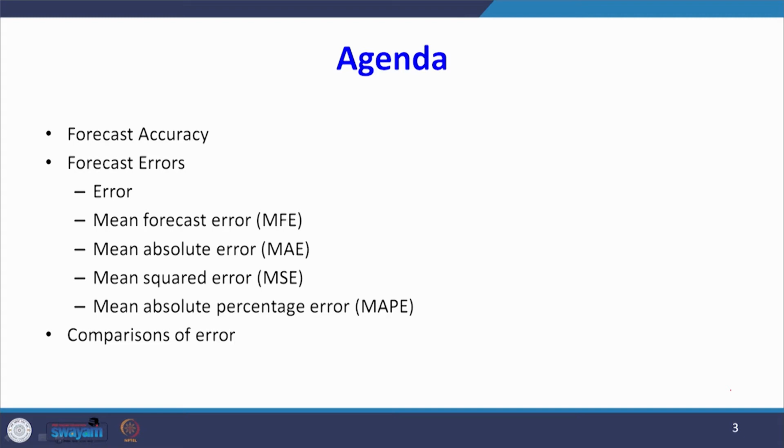So, the agenda for this lecture is, first I will explain what forecasting accuracy is, then I am going to discuss various forecasting errors. First I will talk about what error is, then mean forecast error, then mean absolute error, then mean squared error, then mean absolute percentage error. Later I will compare two forecasting techniques. Based on their accuracy level, we can recommend which forecasting technique is more accurate.